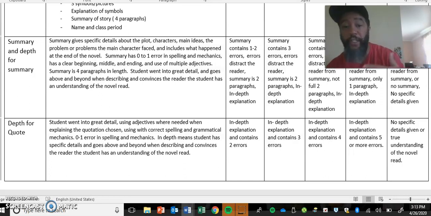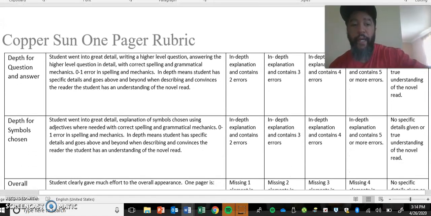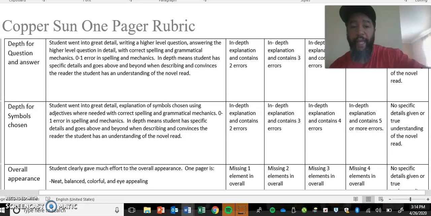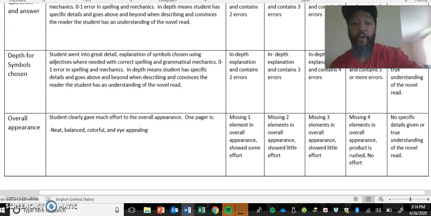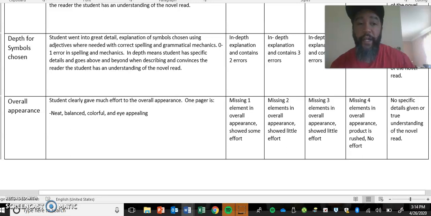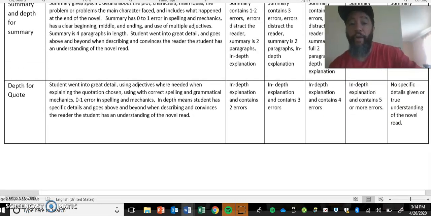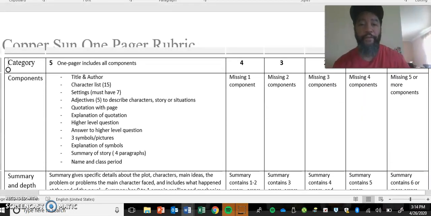In-depth basically means that you're going above and beyond when describing and convincing the reader that you understand what you read. So just give me exactly what this quote means. Go into detail about it. Show me your depth. Same thing for the depth of the answer. The symbols that you chose, we want pretty good symbols and pretty good explanations for your symbols. And your overall appearance has to be neat, balanced, colorful, and eye appealing. All of that will go to your grade for the story.